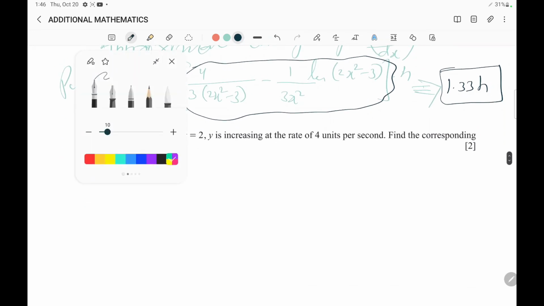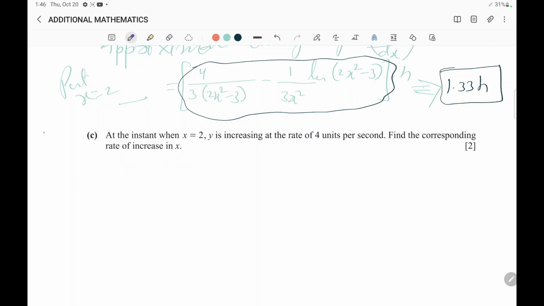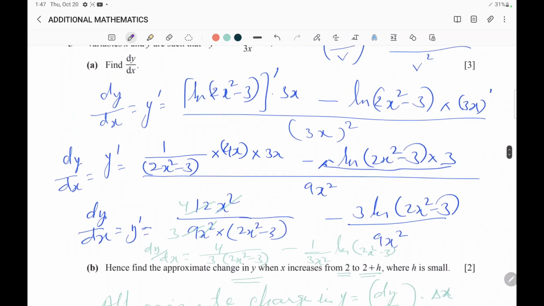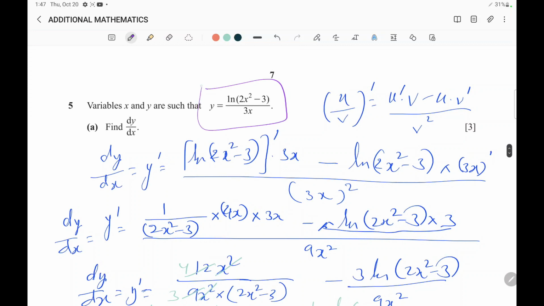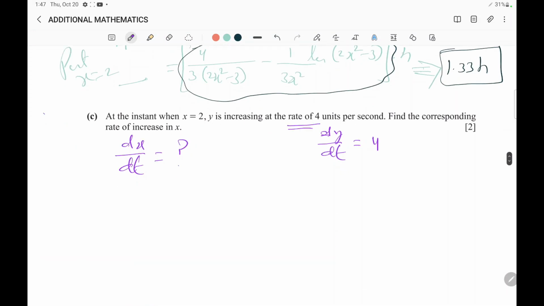Now move to the next question. At the instant when x is 2, y is increasing at the rate of 4, y is increasing, right? So guys, dy by dt is given, right? 4. Find the corresponding rate of increase in x. So dx over dt we need to find. No problem. What is y? This is our y, right?